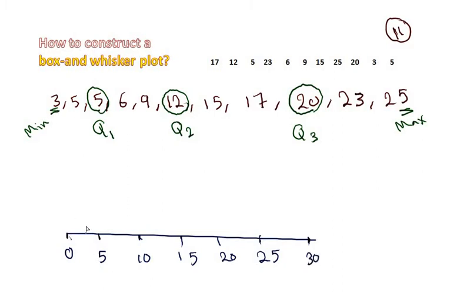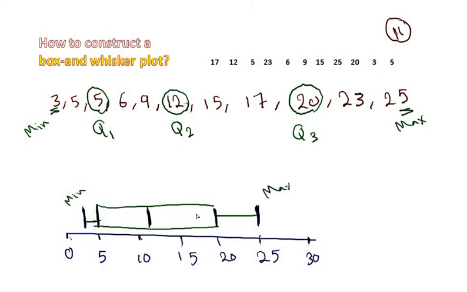The minimum value is 3, it's almost here. The maximum value is 25, it is here. The first quartile is 5, it's exactly here. The second quartile is 12, right after the 10. The third quartile is 20. Then we make the box by connecting the quartiles, and then we connect the minimum and maximum values. This is the minimum, this is the maximum value, this is Q1, Q2, and this is Q3.